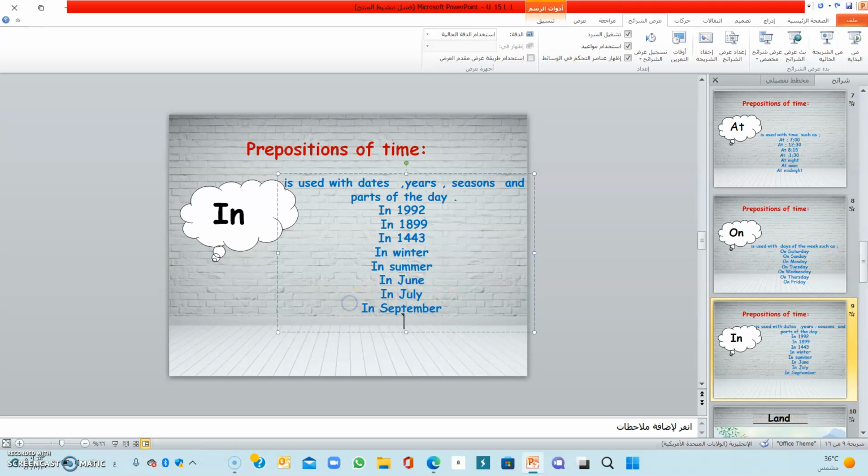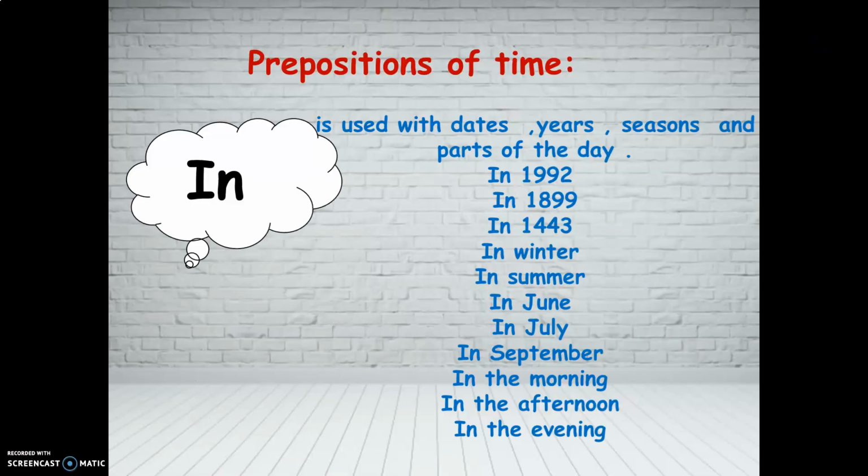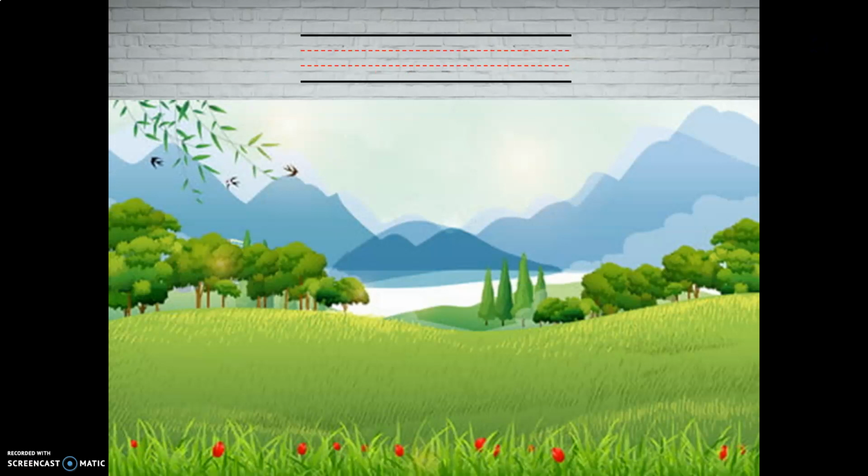Also, girls, with parts of the day like in the morning, in the afternoon, in the evening. Okay, girls, easy. So, in is used with dates, years, months, seasons, and parts of the day. Okay? Now, my beautiful students, we will start taking the first word in my lesson today, which is land.